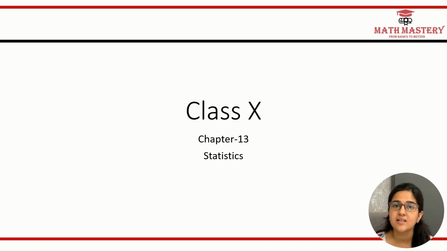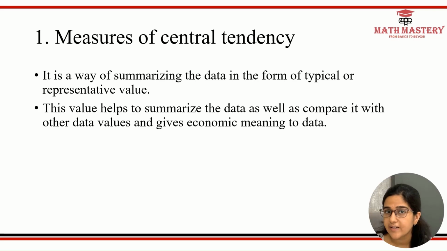So statistics is an art of collection, organization, presentation, summarization, analyzation and interpretation of data. In this chapter, we are going to cover summarization of data. Measures of central tendency is a way to summarize data in the form of mean, median and mode. What is the use? First is that we have raw data which gets summarized into a representative value. This value can be used to compare across different data sets, and give economic meaning to that data.